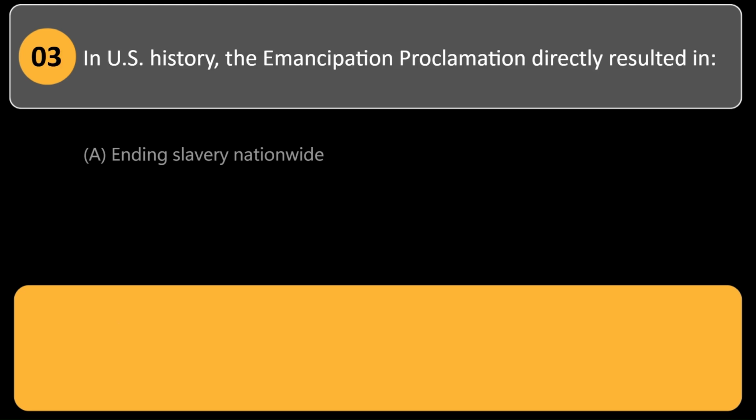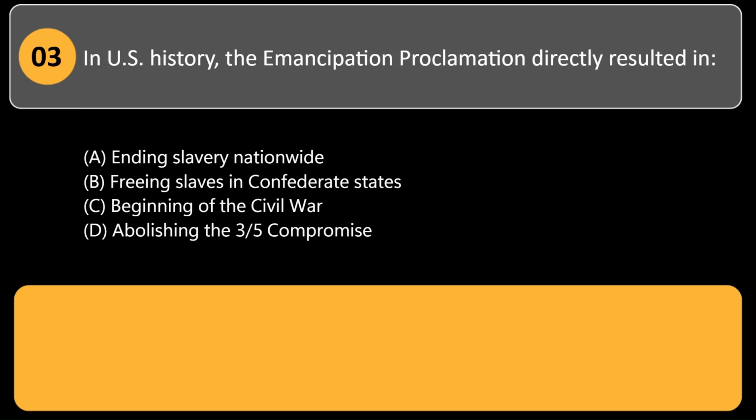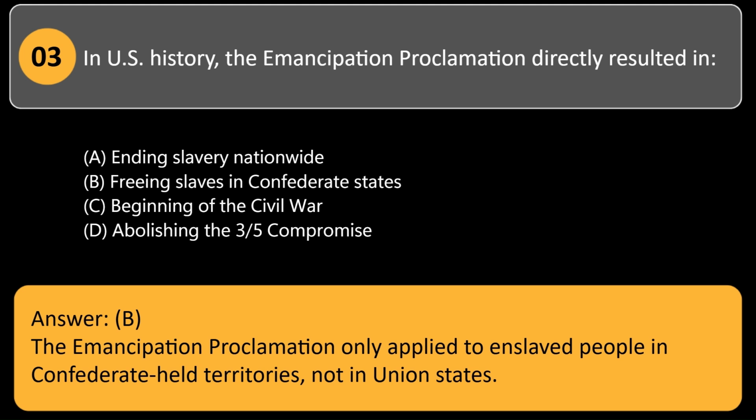In U.S. history, the Emancipation Proclamation directly resulted in A. Ending slavery nationwide. B. Freeing slaves in Confederate states. C. Beginning of the Civil War. D. Abolishing the Three-Fifths Compromise. Answer, B. The Emancipation Proclamation only applied to enslaved people in Confederate-held territories, not in Union states.